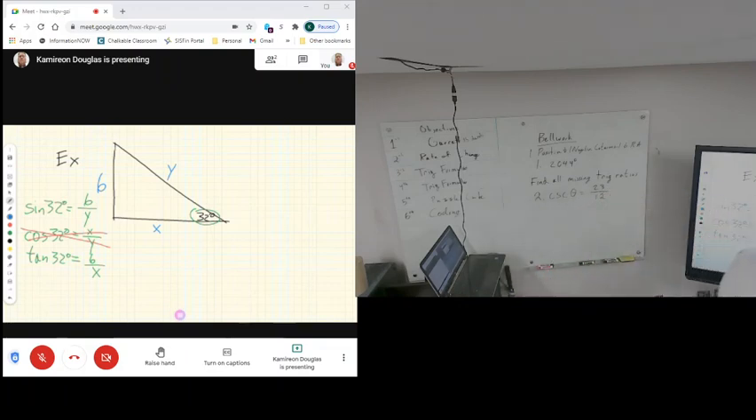I take this first equation. Sine of 32 is equal to 6 over y. Now, there are two approaches we talked about in class to doing this. You can do it without the calculator for the majority of it, meaning you leave sine in the problem for as long as possible.